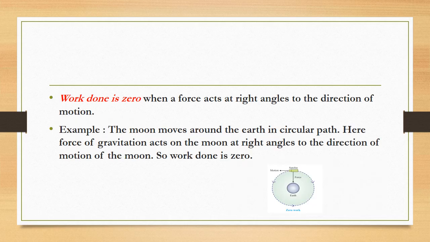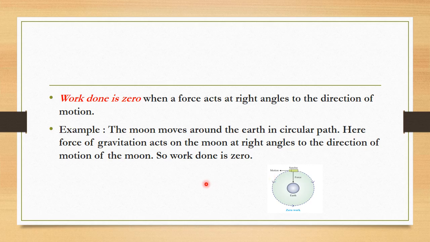And work done is 0 when the force acts at right angles to the direction of motion. Right angle means 90 degrees. A very good example is the moon moving around the earth in a circular path. Here you can see that the moon and the earth make 90 degrees or right angles. So when it is at 90 degrees or perpendicular direction, like I said, the theta value will become 90 degrees.